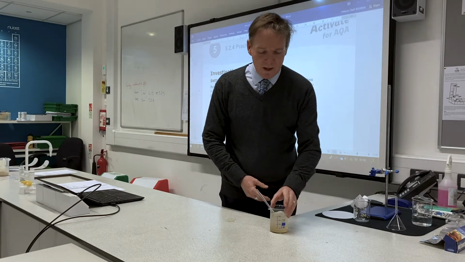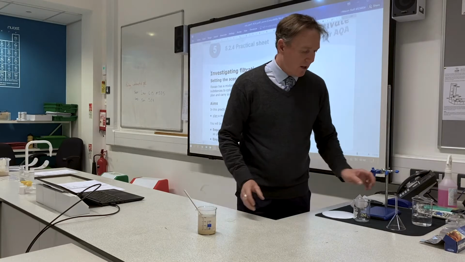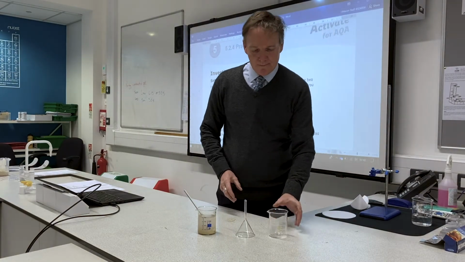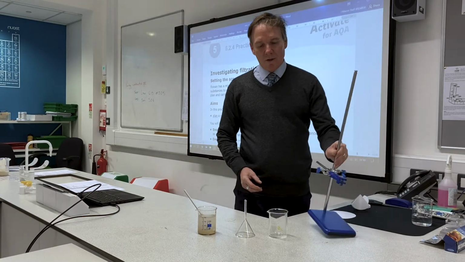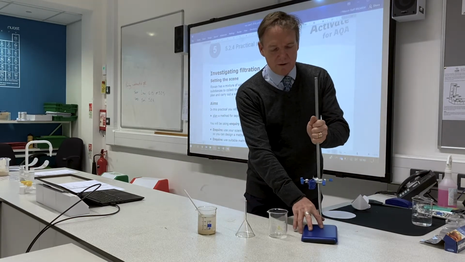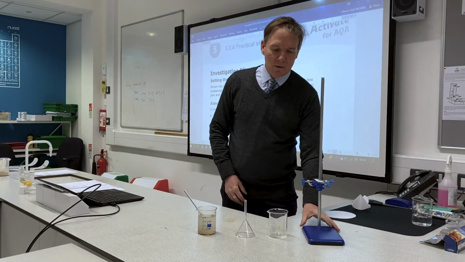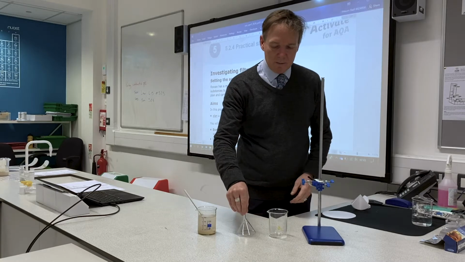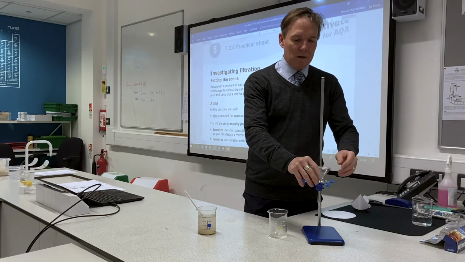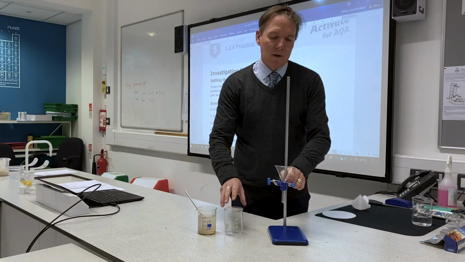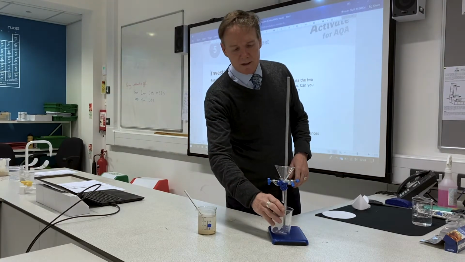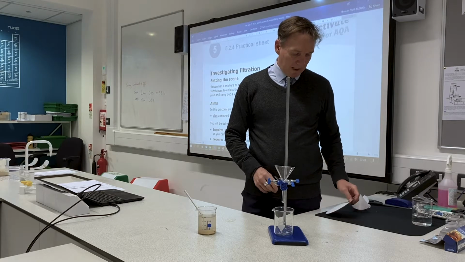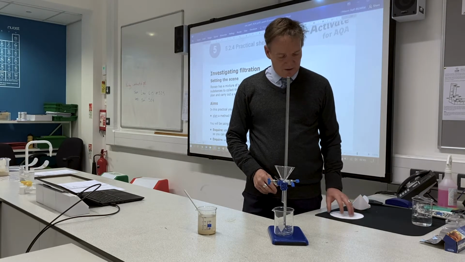Now, to do this experiment, I've got our mixture there. You're going to need a filter funnel, you're going to need a beaker, and you don't need a clamp stand, but for this experiment we'll use a clamp stand to put our funnel in. It's easy to set up. We're going to put our filter there. We're going to put our beaker under there. And the last key bit of apparatus we need is the filter paper.